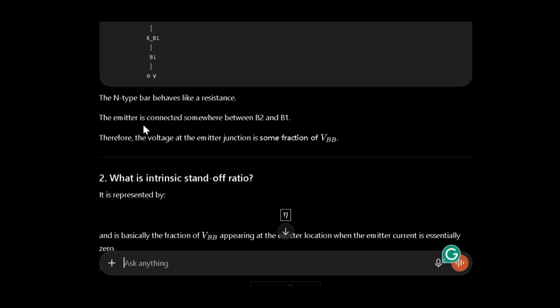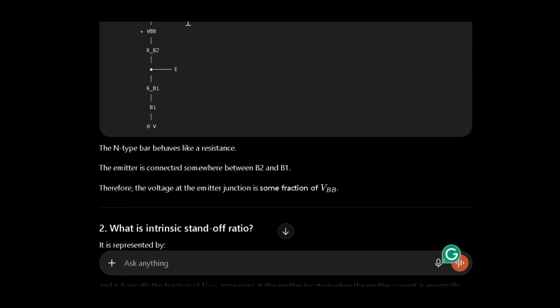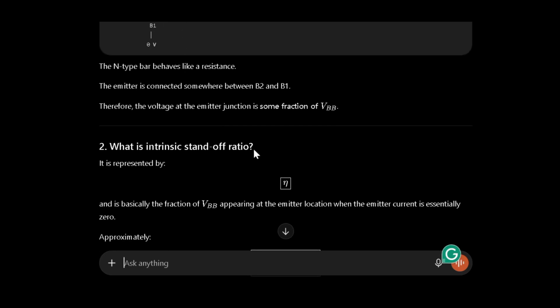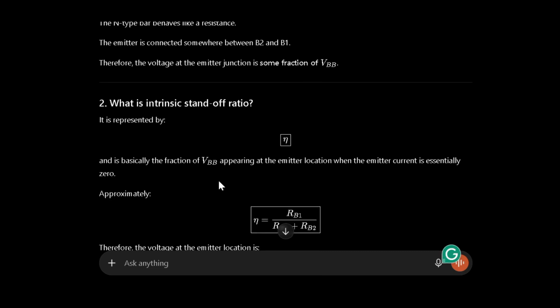The key thing to remember is VBB is equal to VB2 minus VB1, which we call the voltage gradient, or voltage difference. Usually the condition is that one value should be greater than the other, like B2 should be greater than B1, or B1 should be greater than B2. Then only is the voltage gradient established. So that's it. The formula is eta equals RB1 divided by RB1 plus RB2.